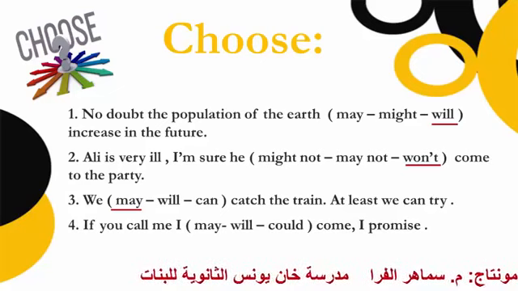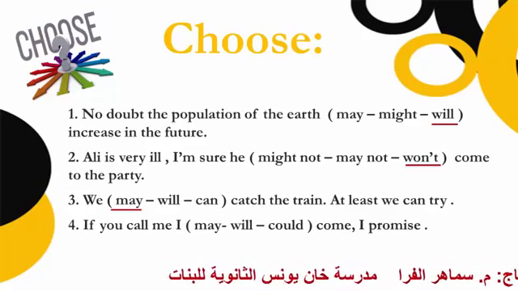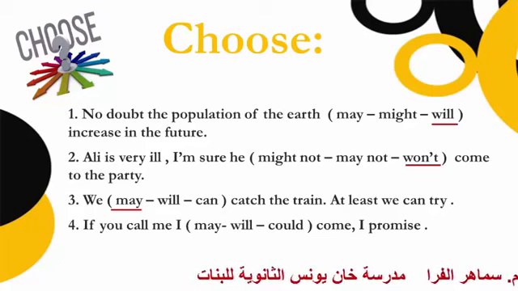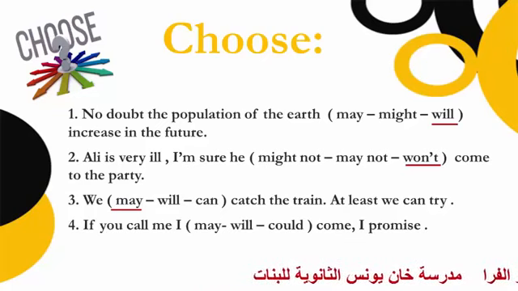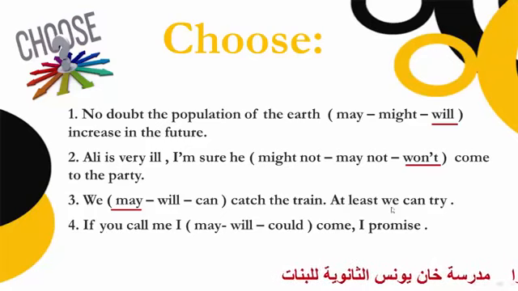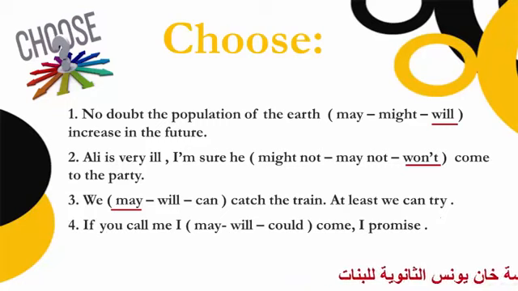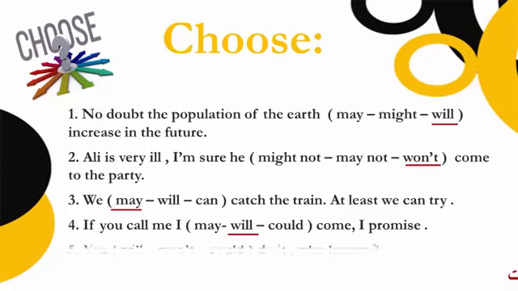If you call me, I may or will or could come. I promise that if you call me, I'll come. Good, I'll come. There is here a certainty. We should use will here, not may or could. There is a certainty in the sentence, not possibility.